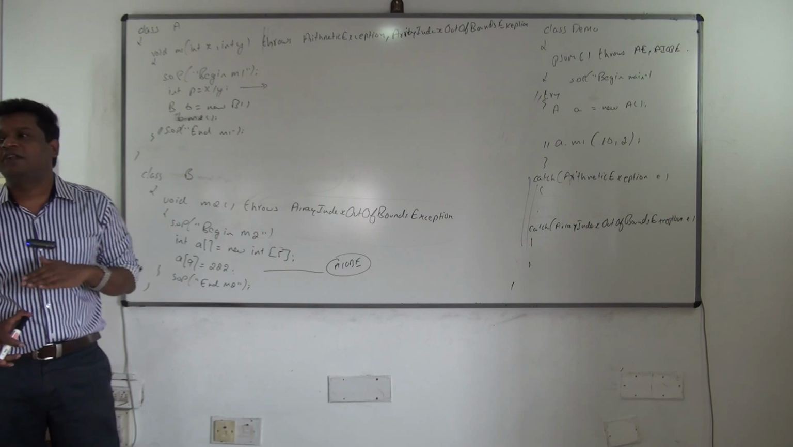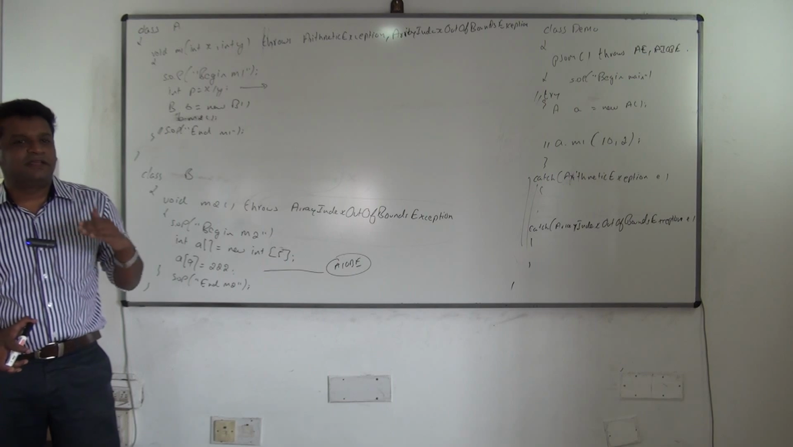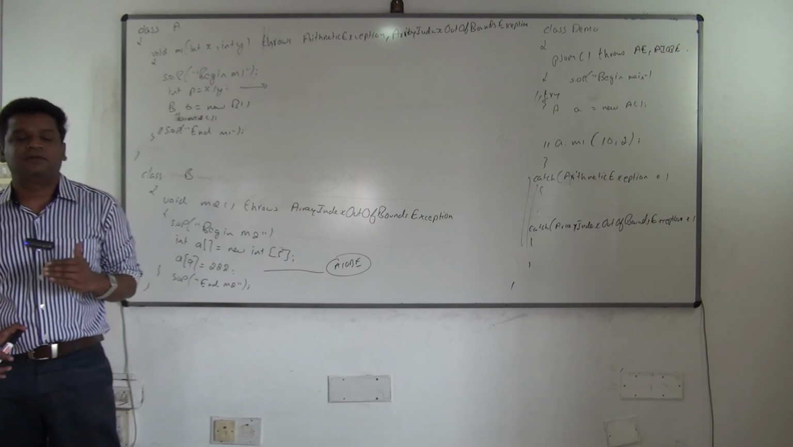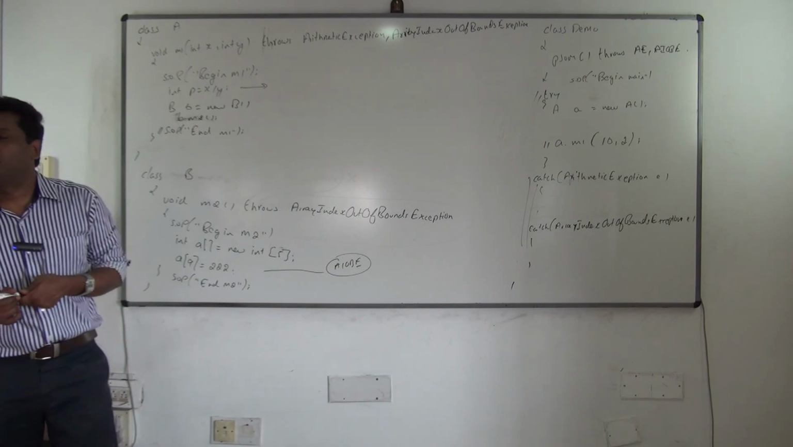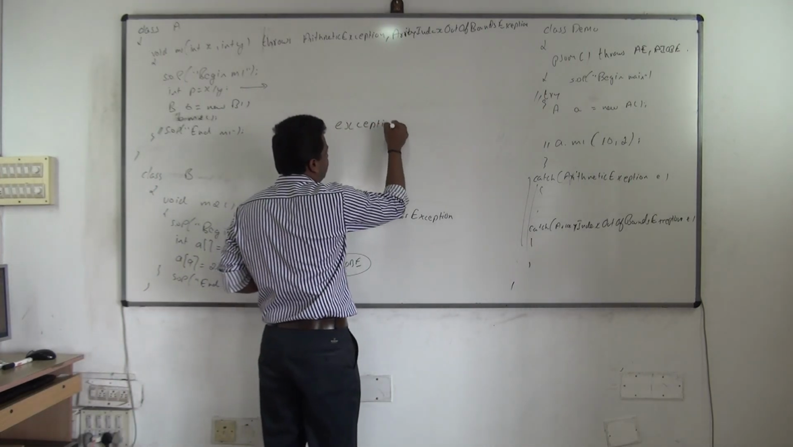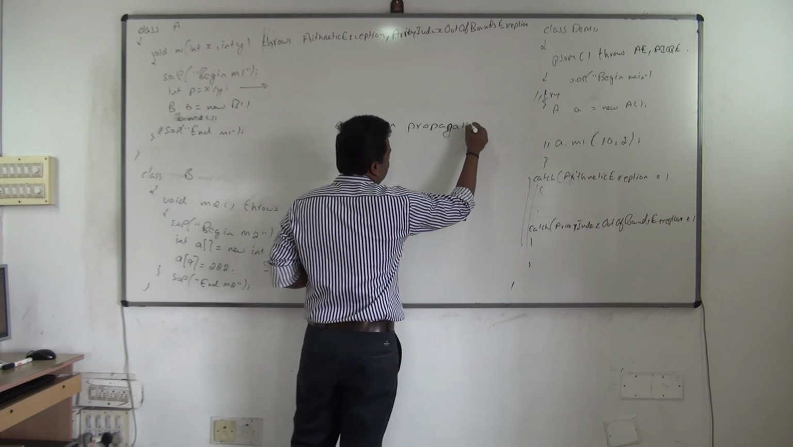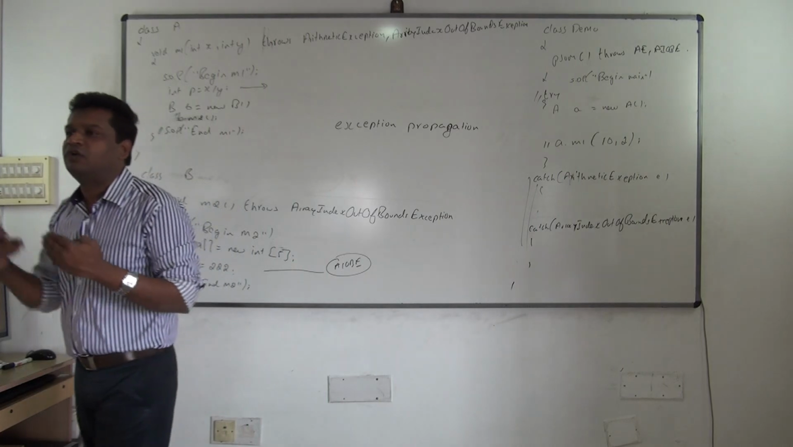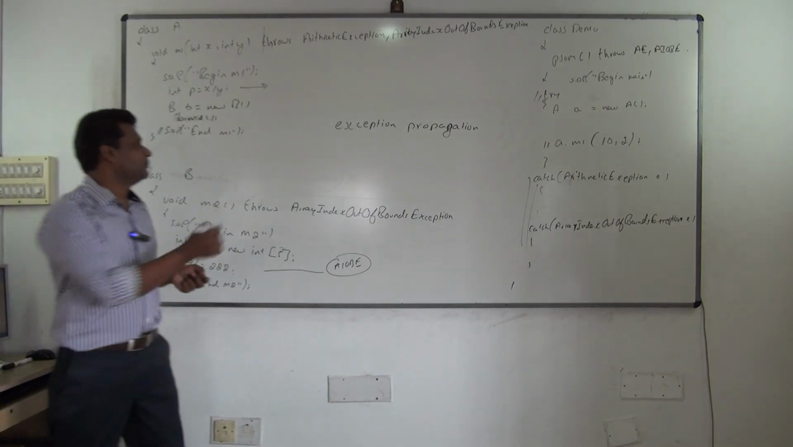The basic fundamental is that the throws keyword is used to pass or transfer the exception from the callee method to the caller method. In fact, this concept is known as exception propagation. In the interview they'll ask you what is exception propagation? Exception propagation is nothing but passing or transferring the exception from callee method to caller method. That's it.